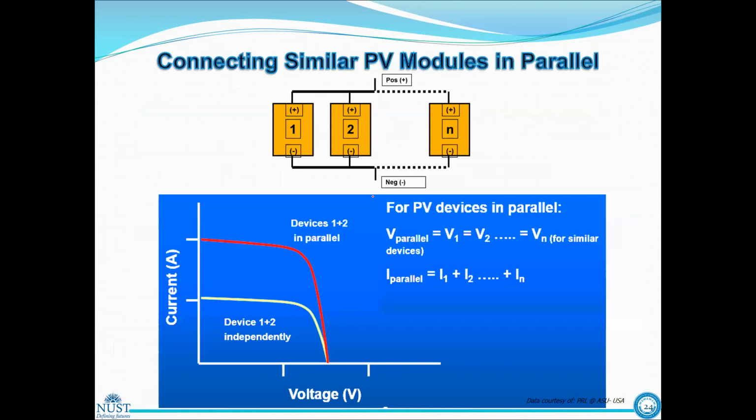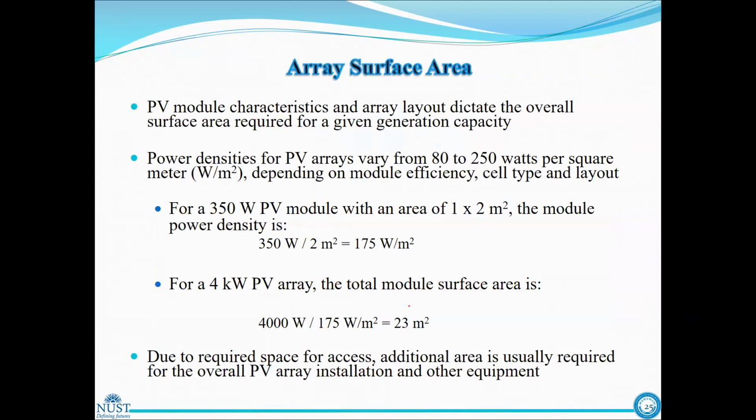And these arrays can have different output voltage levels. For example, if we have connected some number of modules in parallel, then you can see that the voltage will remain the same and the current will be added up. If we have connected some modules in series, then of course the voltage will be enhanced and the current rating will be the same. Finally, we have to calculate the area required for photovoltaic array installation.